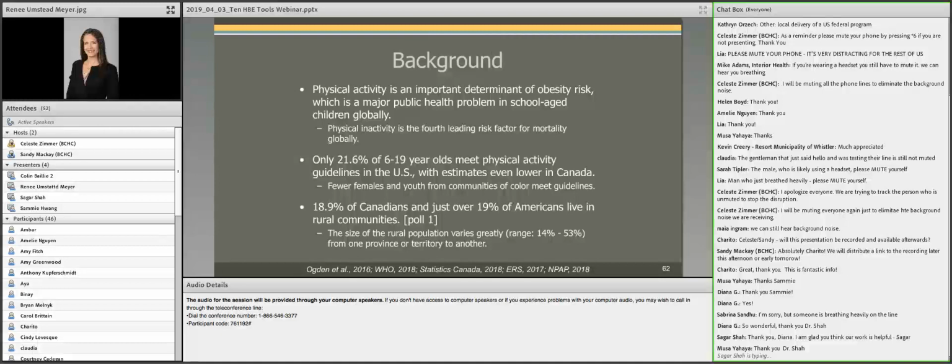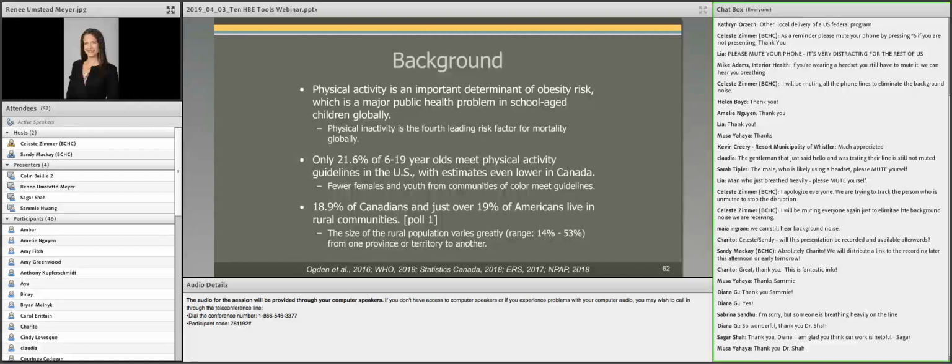And really what we see in that is that fewer females and youth from communities of colors are meeting these guidelines. And so in thinking about that, and in thinking about some of the specific nuances to some of our populations and communities that have larger health disparities, thinking about rural communities. Basically 19% of Canada and America residents live in a rural community.